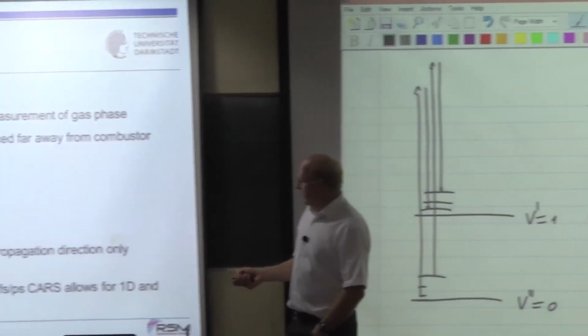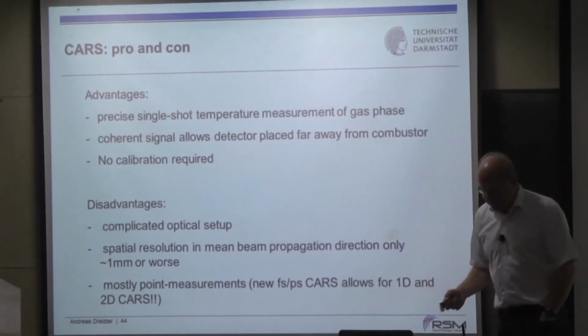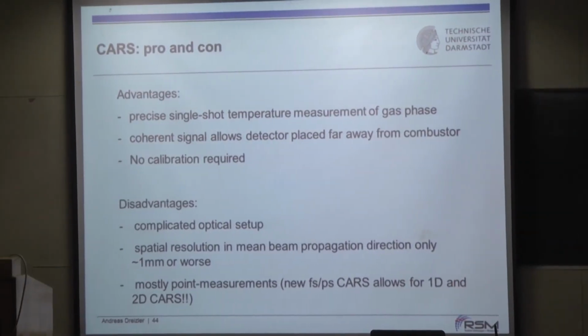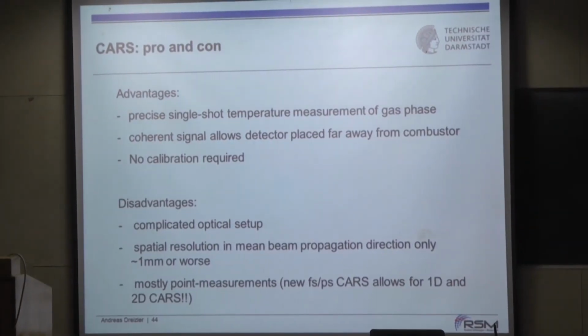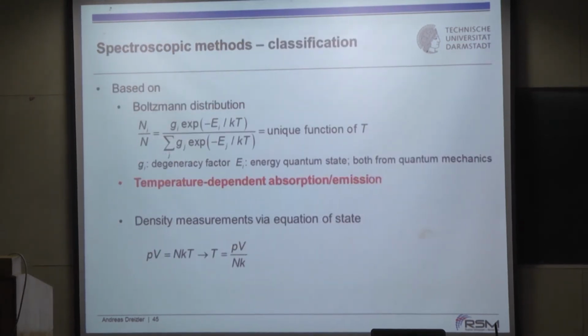And as well, typically, CARS was a point-wise technique. However, these new developments show you can go to 1D and even 2D CARS measurements. But those are not based on nanosecond lasers anymore. They are based on femtosecond and picosecond lasers. Yeah? So even, let's say, more complicated laser setups.